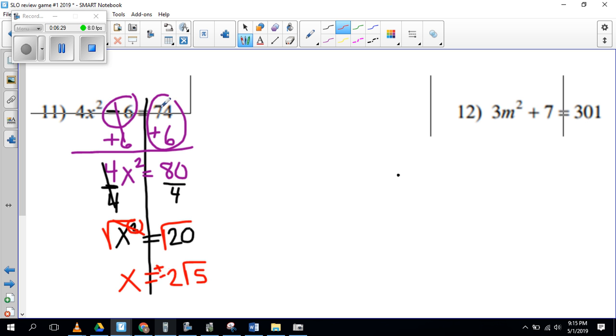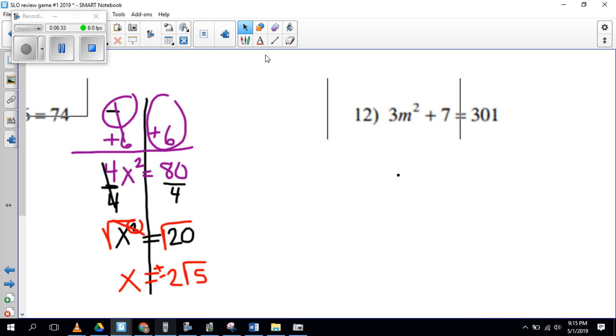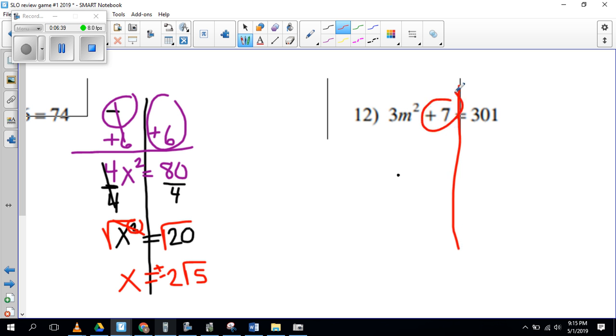Okay, so number 12. It kind of looks like we already have the line through the equal. So you see we have this number here we need to get rid of. We need to do the inverse or opposite. So we will add 7. This cancel. Subtract 7, sorry. Subtract 7 over here. I'm going to bring my 3m squared down.